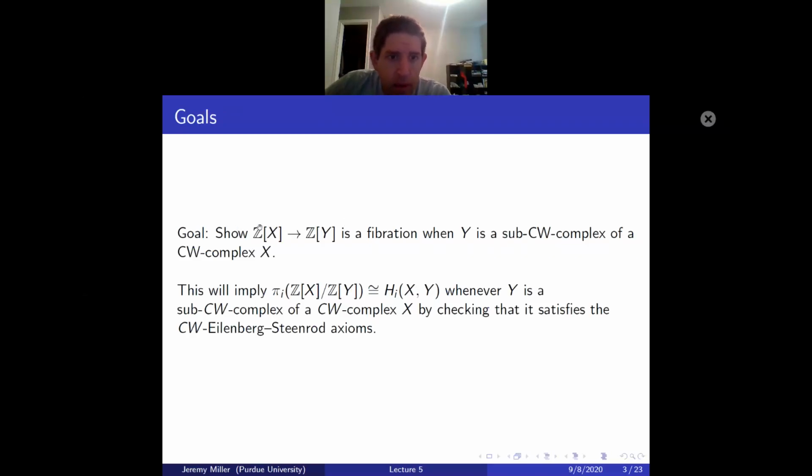We want to know that the map from Z of X to Z of X mod Z of Y is a fibration when Y is a sub-CW complex of X. That will check that the functor sending a pair of spaces X and Y to the homotopy groups of the quotient satisfies a sort of CW complex version of the Eilenberg-Steenrod axioms, which will imply that they're isomorphic to homology.